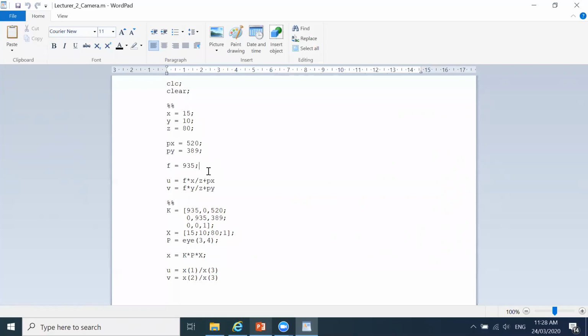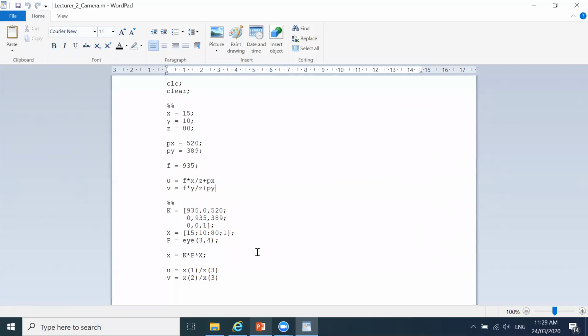But this time I gave you the principal point already, right? And in this case, we have two ways of doing that. The first way is to not use the matrix equation, right? So in this case, we have u equal to f times x divided by z plus px, and v is f times y divided by z plus py. So that's U and V, that's the first way.